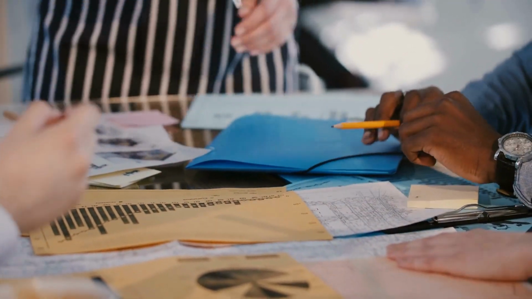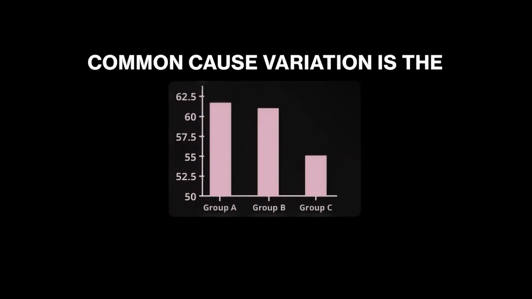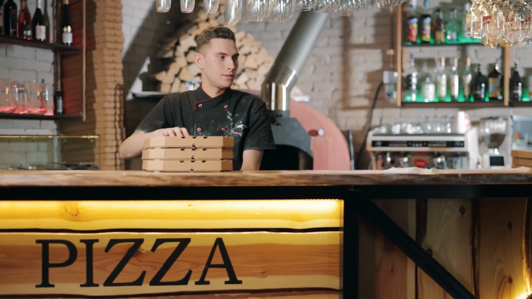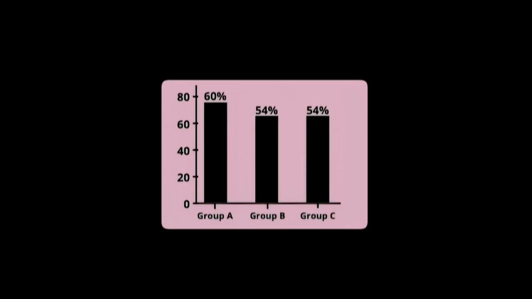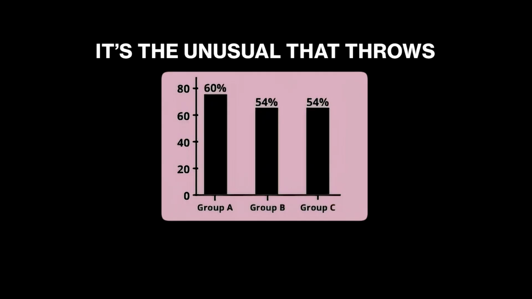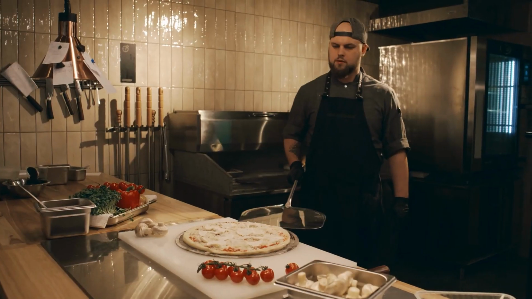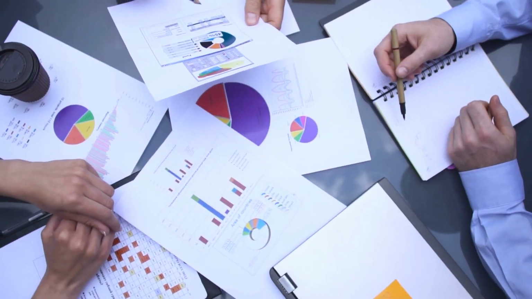Before we get into how to make a control chart, you need to know how to spot the different types of variations. There are 2 kinds, common cause and special cause variation. Common cause variation is the natural randomness in every system. In our case, the pizzeria manager might notice slight variations in raw materials or temperature. Meanwhile, special cause variation is the real deal. It's the unusual that throws the entire process off, like a machine malfunction or a new staff member making mistakes at the pizzeria. Now that's out of the way, it's time to learn how to make a control chart.